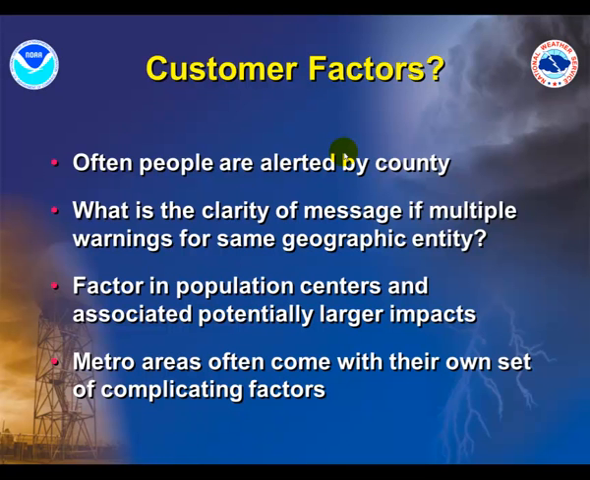We also have population centers and the associated potentially larger impacts, which sometimes come into play in how we draw our polygons, into whether we warn for an entire metropolitan area or not, and that's really the fourth bullet as well. Metropolitan areas often come with their own set of complicating factors. So, you have all these meteorological factors that you have to keep track of and think about, and you also have the customer factor. So it's not an easy process a lot of times.